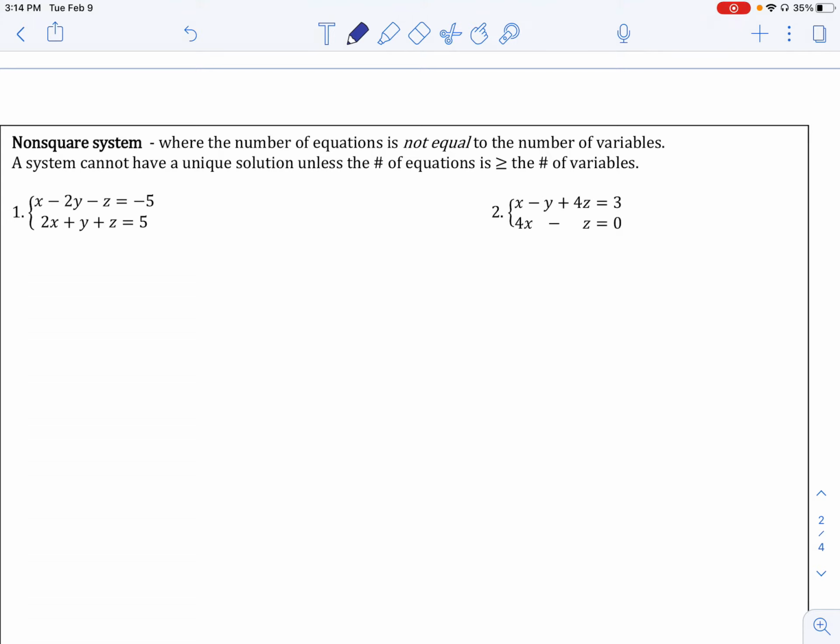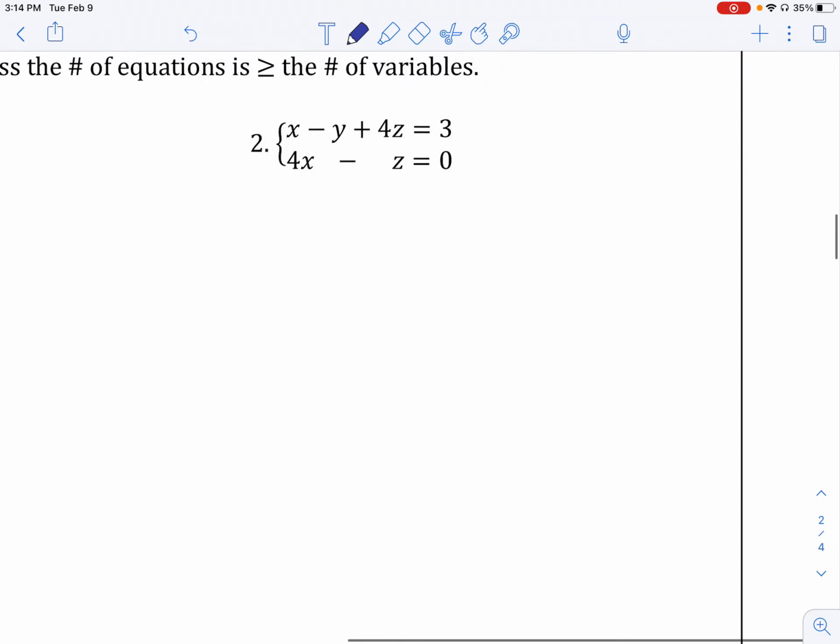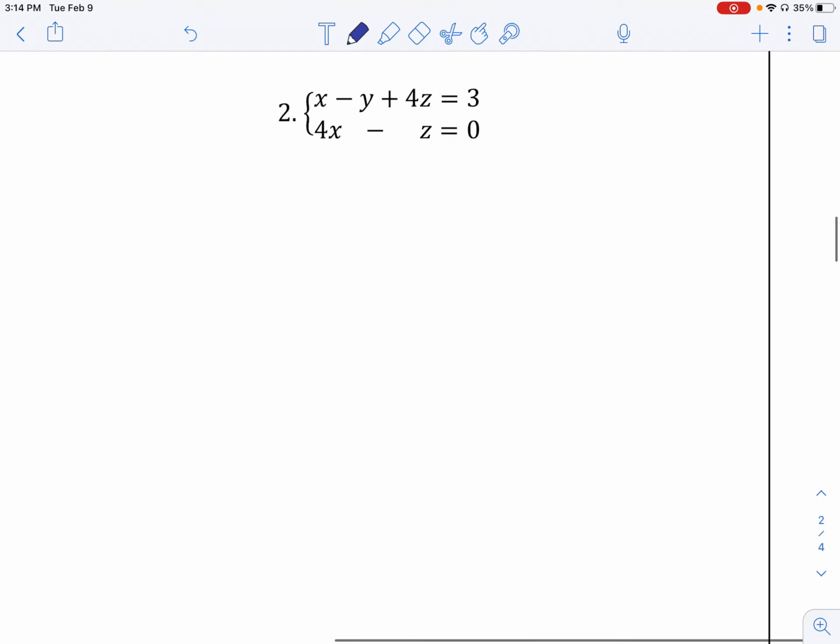And sometimes we won't know that the system is non-square until we do some row operations. So I actually want to start with number two, because I think this will be a little bit easier for us to handle as our first jump into working with non-square systems. And then I will leave you to try number one on your own, and you can check those solutions in classroom. But let's look at number two.